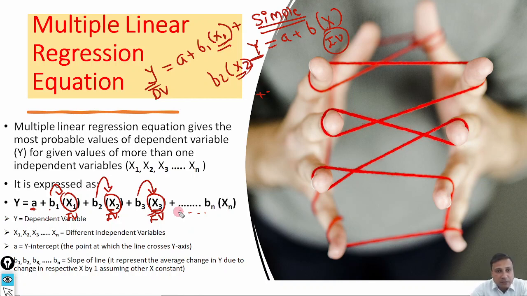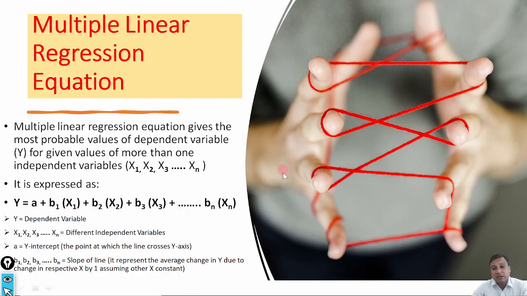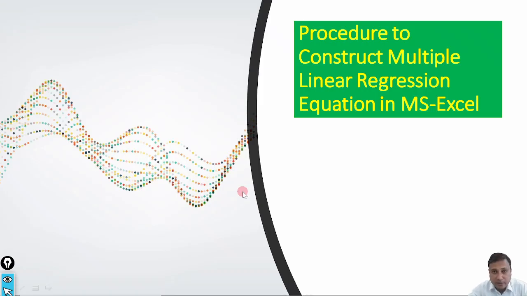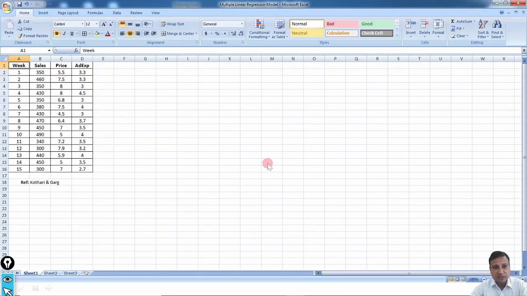So how to obtain and how to construct multiple linear regression equation, that part we are going to demonstrate here in this lecture. And for that, let me take you to one example. So I'll take you to the MS Excel, and here is the data of four different variables. The first variable is the week. So there are 15 weeks in total. Here is the data of sale of a particular product. So here in first week, the quantities sold are 350. In the second week, quantities sold are 460 and so on and so forth.